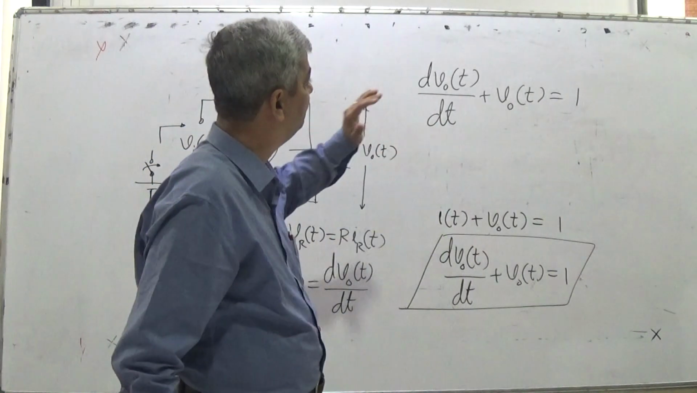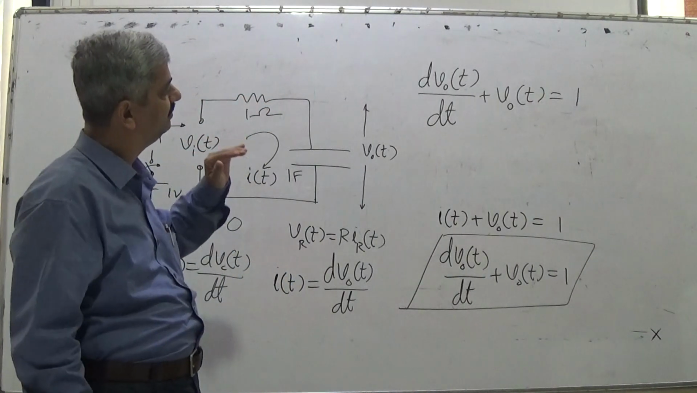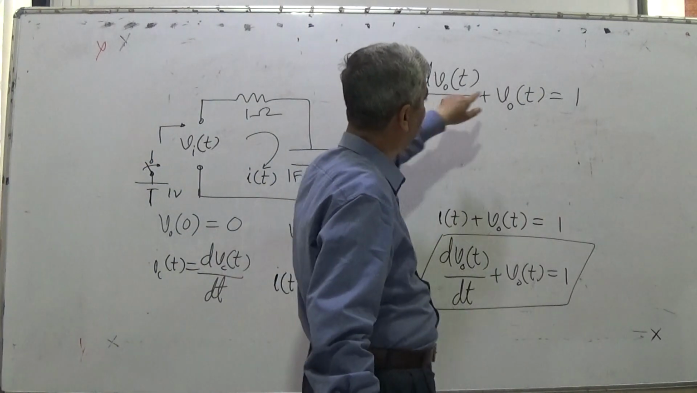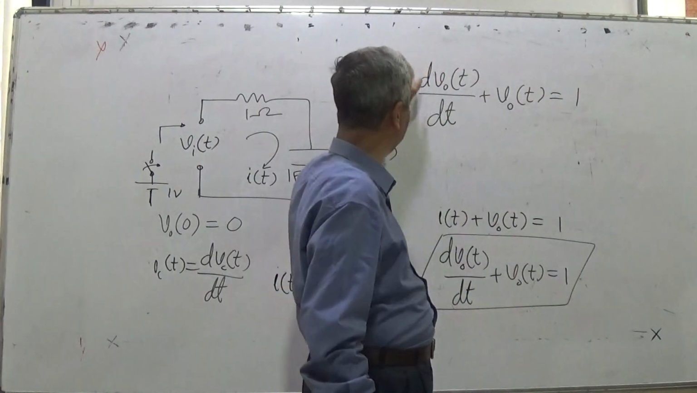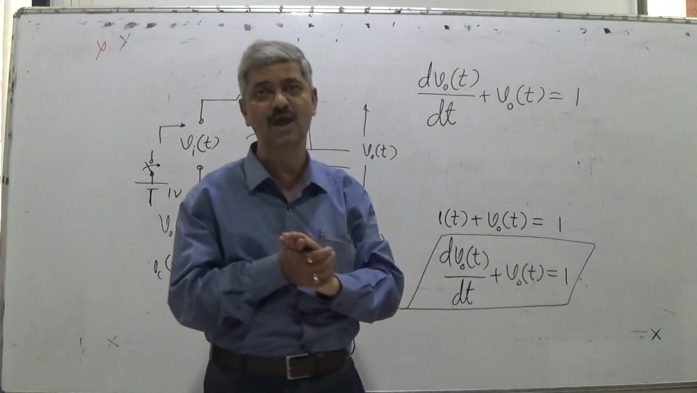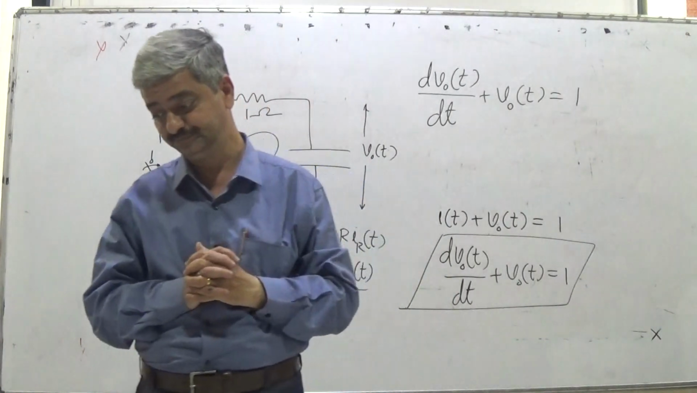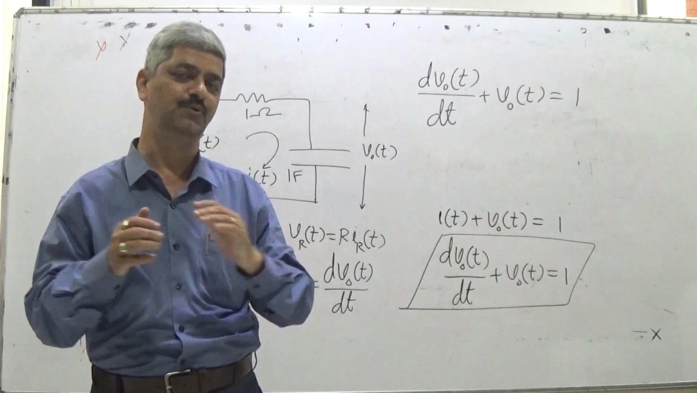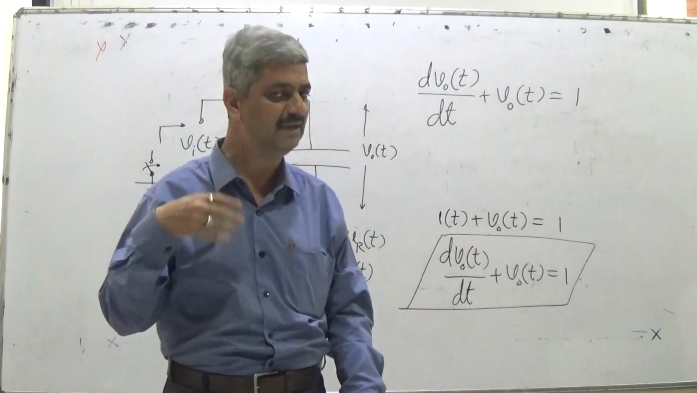Now this differential equation, dVOT by dt plus VOT is equal to 1. How to solve this differential equation? Now I would like to go step by step. Few of you who are very much expert in mathematics may think in a different way.